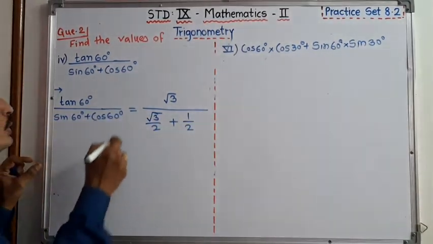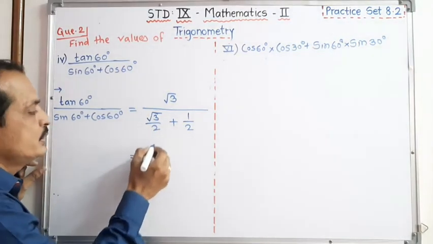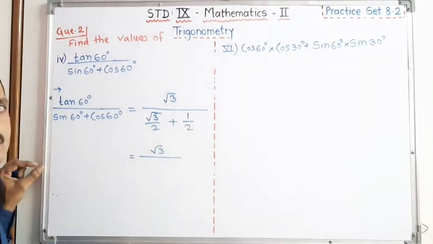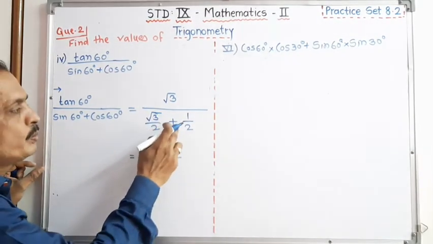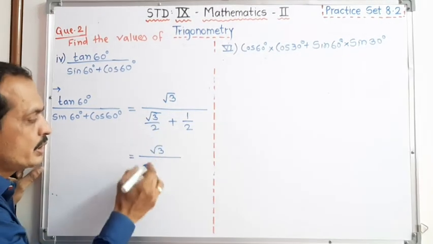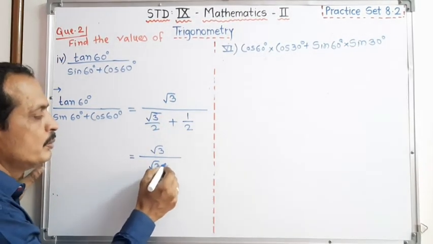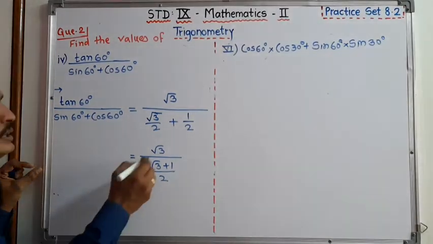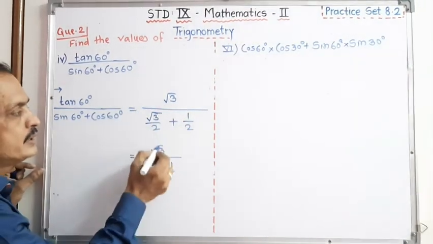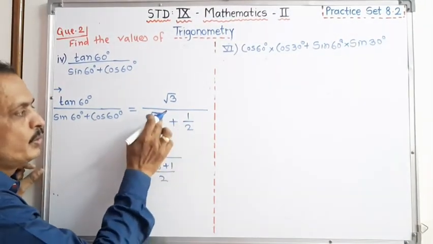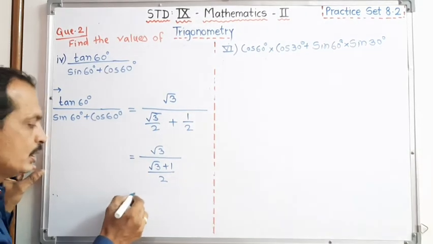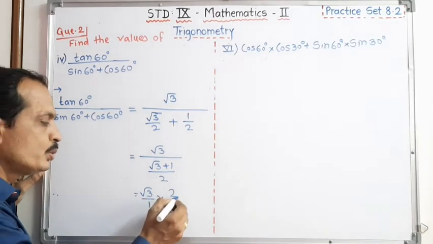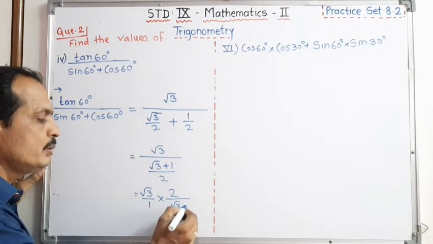Now, dear student, we have to solve this. Now see, root 3 upon, first of all we have to do the addition of this. It is root 3 upon 2 plus 1 upon 2. The denominator is the same. It is root 3 plus 1 upon 2. Got it? See, dear student, root 3 as it is, and here the denominator is the same, so we add the numerators. Now see, root 3 upon 1 into 2 upon root 3 plus 1.